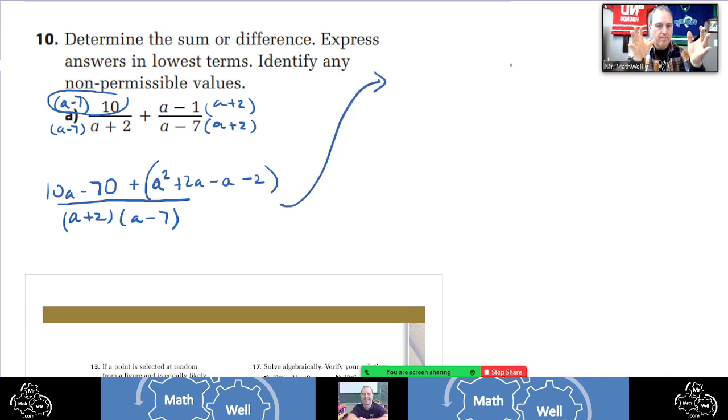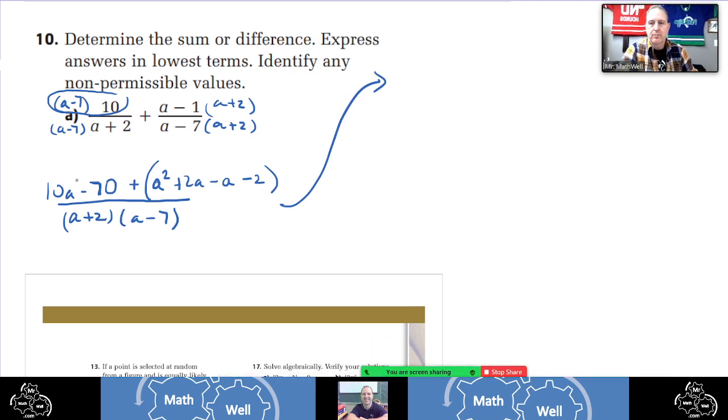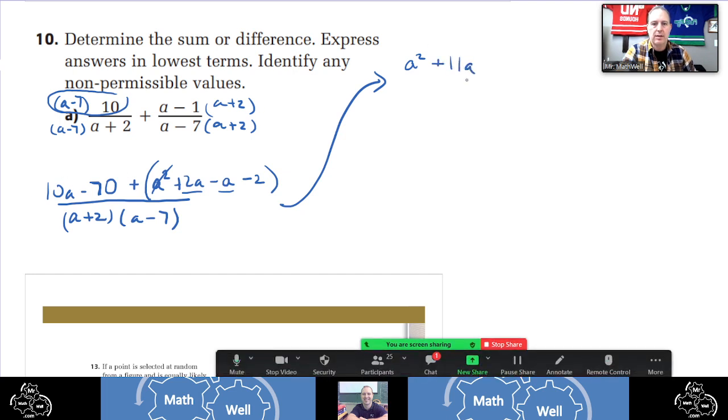Are we okay with that first step? Just chat in or speak up if you're okay with that first step, or if you're not okay, I should say, because I'll keep going. Once we get this top part here, now we want to gather all like terms. I have an a squared, I'll write first. Look at all these a's here. I have 2 minus 1, that is 1a, plus 10a. So 10a plus 1a is plus 11a.